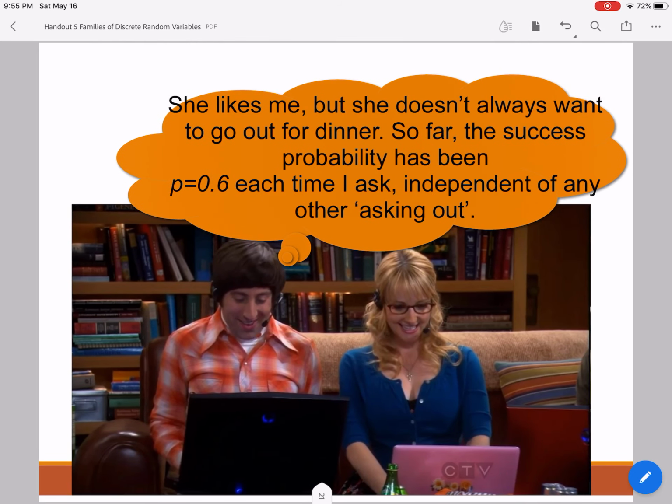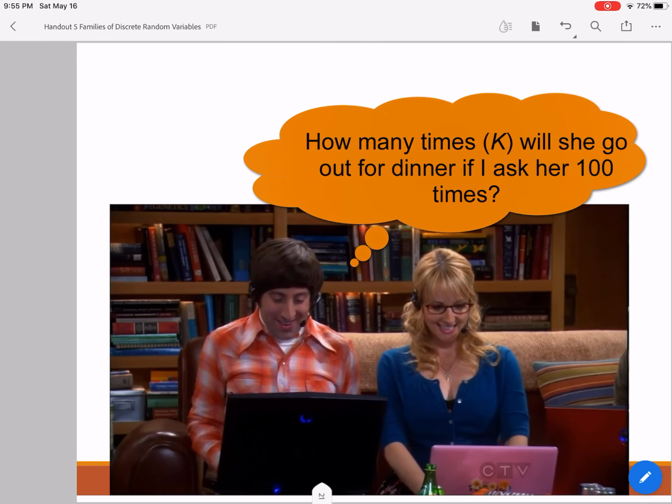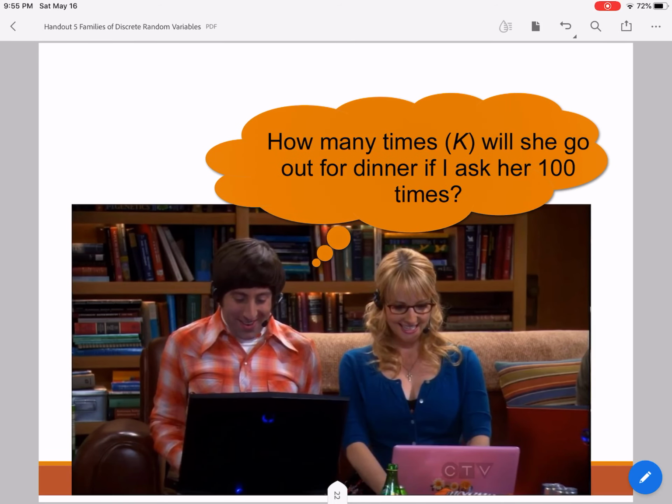Now we have Howard and Bernadette, and Howard is all, Bernadette likes me, but she doesn't always want to go out for dinner. So far, the success probability has been 0.6 each time I ask, independent of any other asking out. Help Howard model this situation now. How many times K will she go out for dinner if I ask her 100 times, if each of those 100 asking outs are independent of each other and they are exactly the same Bernoulli trials?